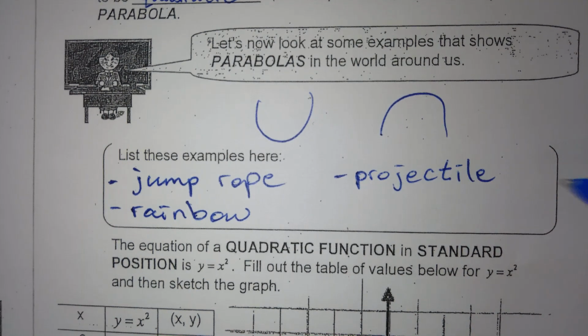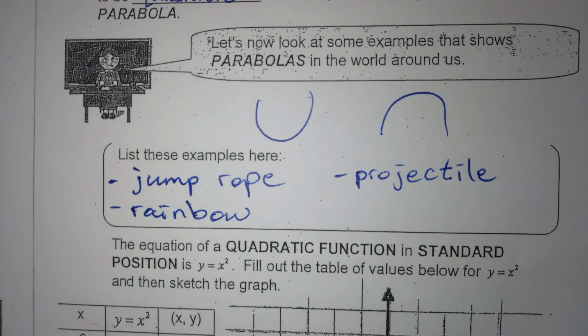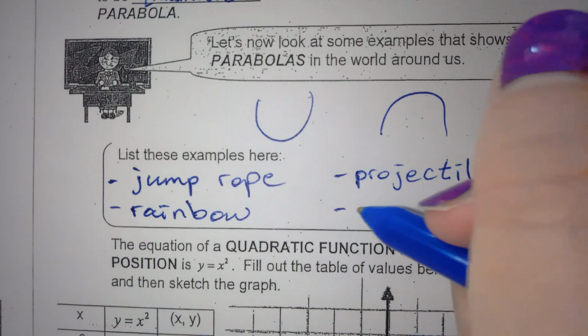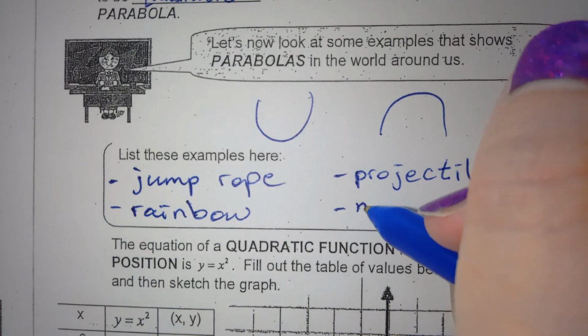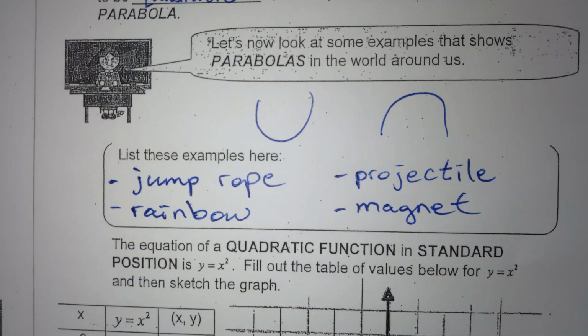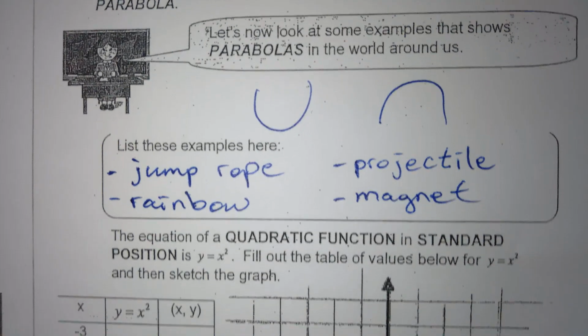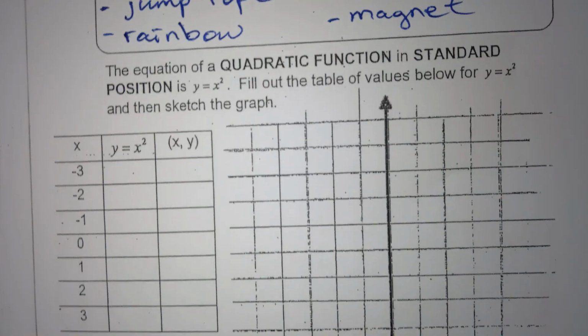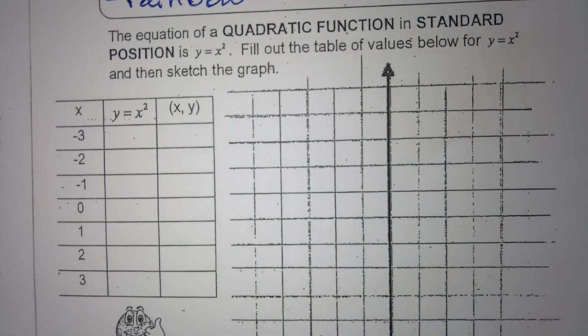Projectile. So like when you kick a ball or you launch a rocket, we are going to do a lot of those. Those are the word problems that you'll see. All right. So I think we get the idea. Okay. So let's actually graph this.